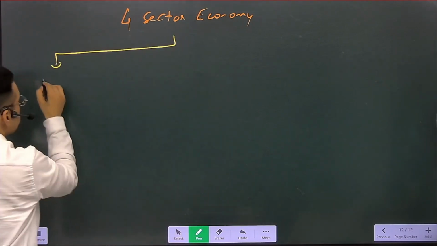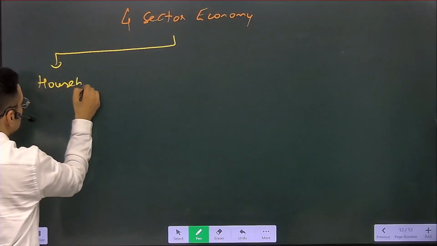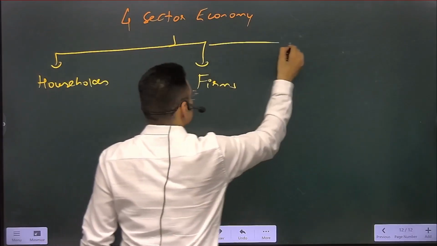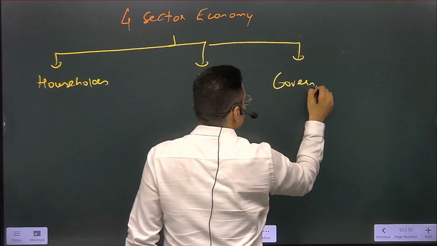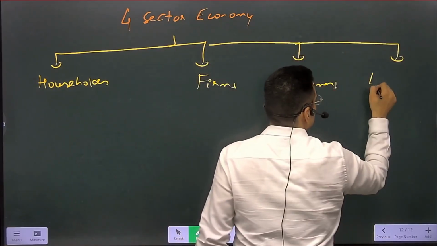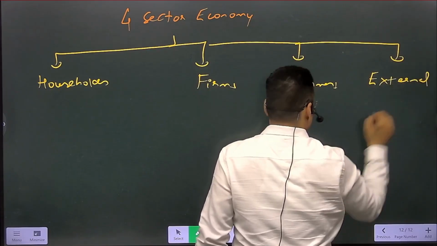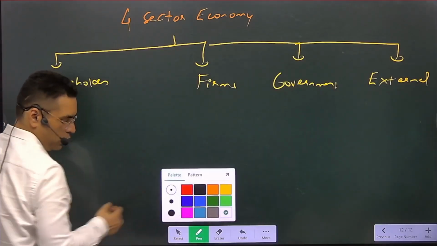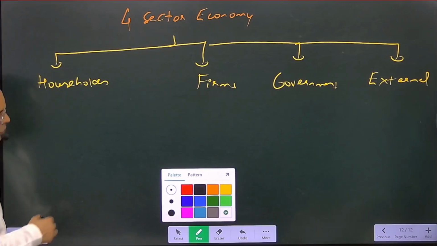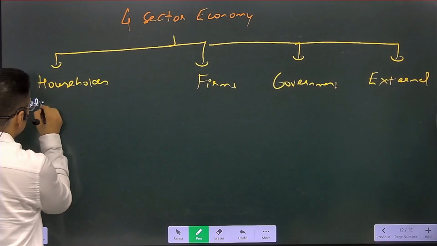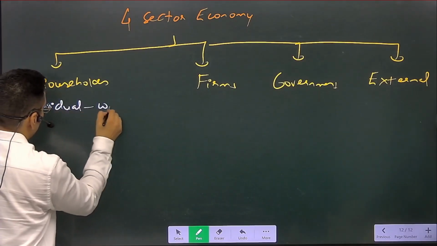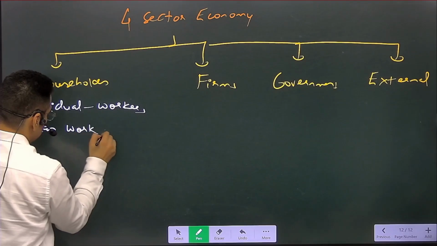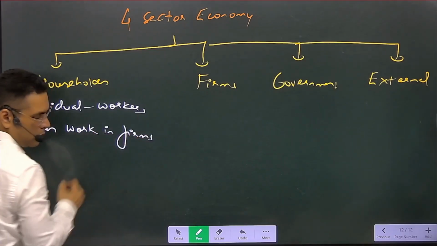पहला है हाउस होल्ड्स, सेकेंड इज फर्म्स, थर्ड इज government, and fourth is external sector. Now what does household will do? So individual or workers can work in firm, ठीक है, फर्म में काम कर सकते हैं.